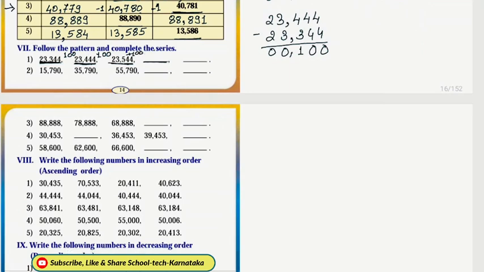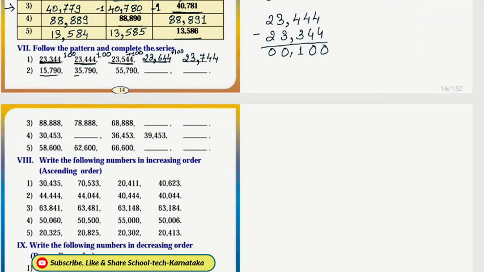So if we add 100 to 23,544, we get 23,644. To find the next number, we need to add 100 to this number. That is 23,744.